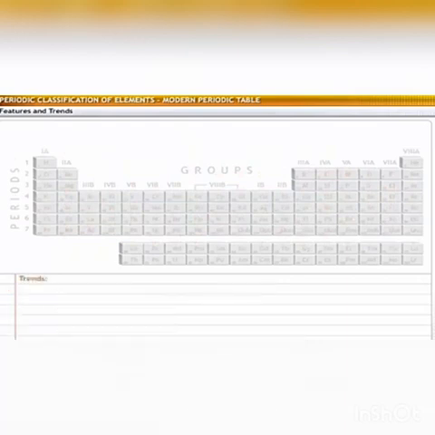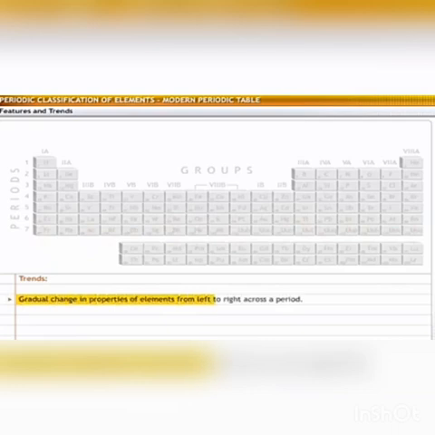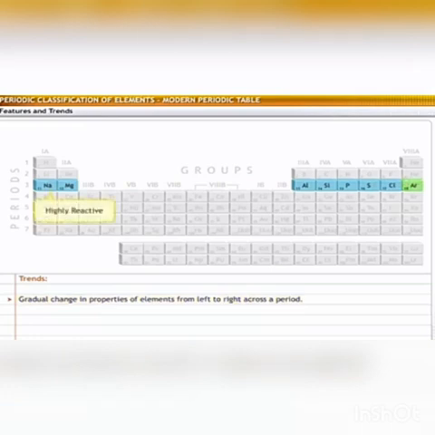Let's look at the basic trends in these properties. The properties of elements change gradually from left to right in a period, as an electron is added to the outermost shell. For example, sodium is highly reactive and magnesium is less reactive as compared to sodium.